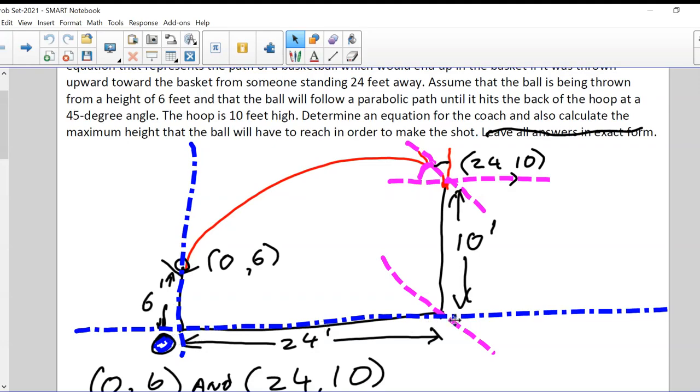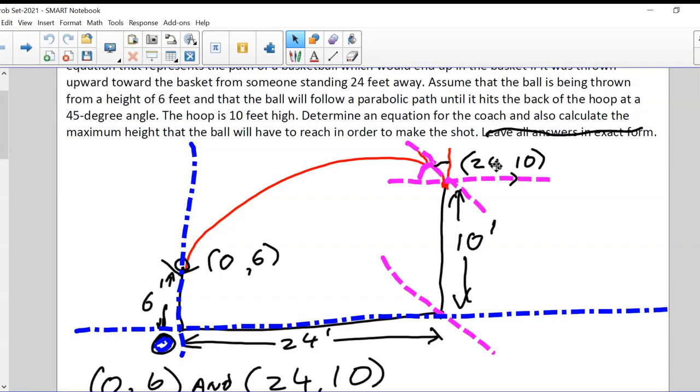24 feet away is the hoop, and the hoop is 10 feet off of the ground. If you use that same grid, then you're 24 along the x-axis and 10 along the y-axis. So that point would be (24, 10). Let me make sure everybody follows at least that part so far. Getting those 2 points is important. One point is at (0, 6) and one point is at (24, 10).